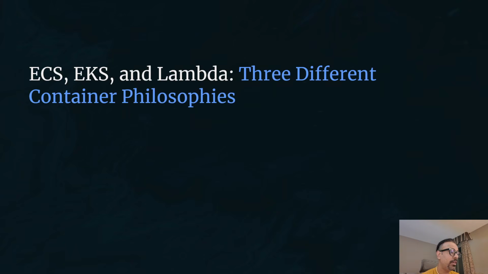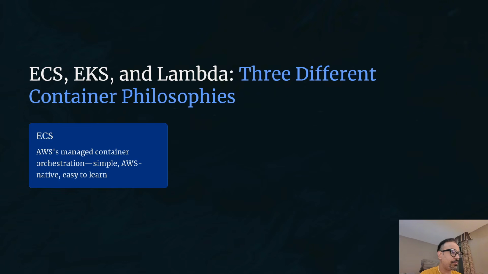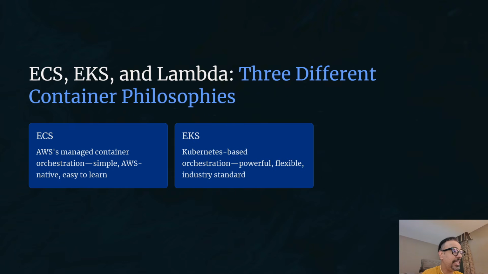So let's dive in. Think of these three services as different philosophies for running your application workload. ECS is AWS proprietary container orchestration service. It's like AWS saying, we built this specifically for AWS users and we will manage as much complexity as possible for you. It's simpler but less flexible if you want to move away from AWS because it is AWS Cloud Native offering.